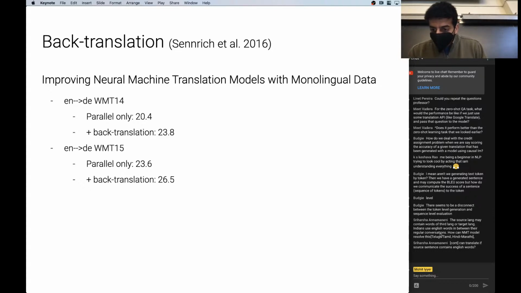All right. The source language may contain words of a third language or target language. Indians use English words in between their regular conversations. How can an NMT model resolve this? Can it translate if the source sentence contains English words? Yeah, so this is a good question. Again, this is something that depends on tokenization, right? So before we had pre-training and different tokenizations and stuff, you would have a separate vocabulary for your source language, a separate vocabulary for your target language.